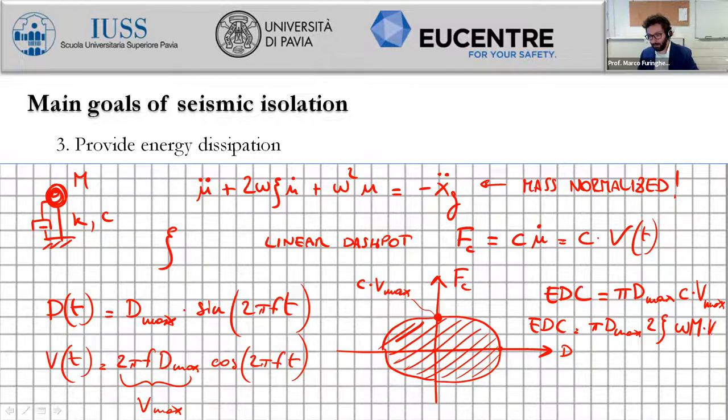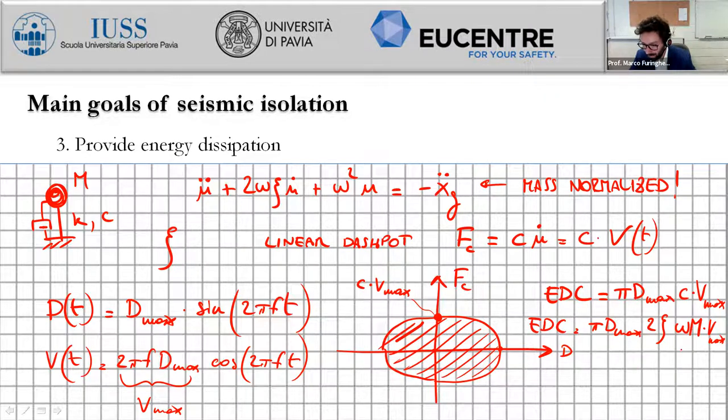Times again Vmax. So it is a bit messy, but now we are going to simplify that expression. EDC is the area, the hysteresis area of the force displacement loop. Then we have pi, which is just a number. D max is the maximum displacement. C is the normalized damping ratio, let's say. Omega, M, V max. We have somehow to change these contributions into another parameter.